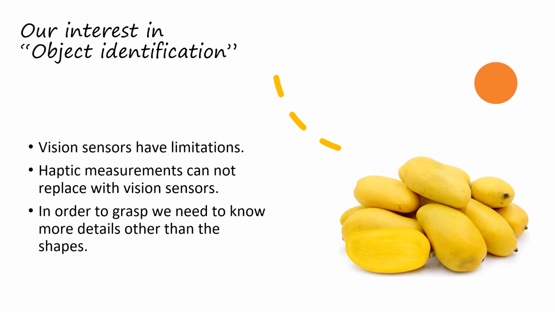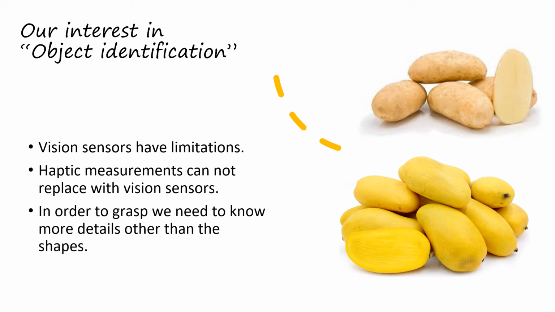Our interest is in object identification using haptic features. Sometimes we cannot distinguish objects only with cameras. Here, potatoes and mangoes look the same.